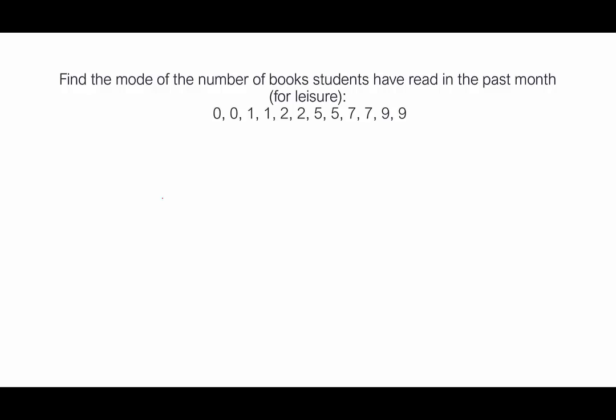In our last example, we want to find the mode of the number of books students have read in the past month. And look at that, they're nice and in order for me. Okay, so I see the frequency of 0 is 2, the frequency of 1 is 2, the frequency of 2 is 2, 5 is 2, 7 is 2, 9 is 2. So no number appears more than every other number, which indicates to me that this particular data set has no mode. They're all the same frequency. We would say that this data set has no mode.